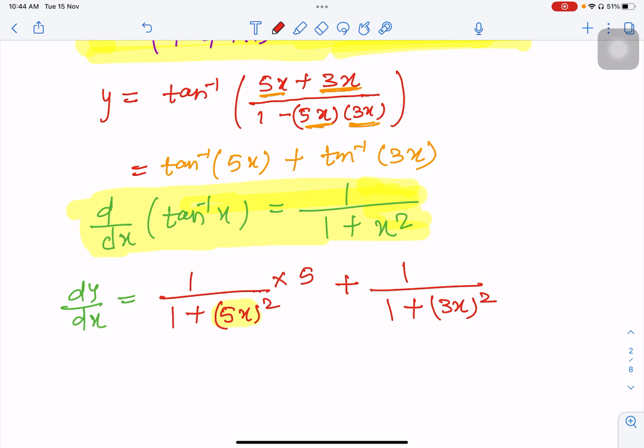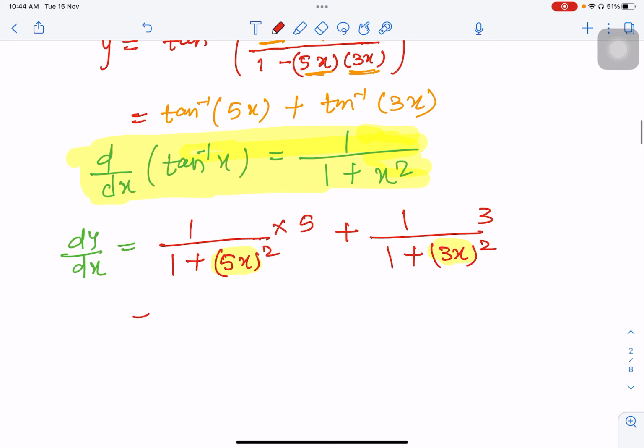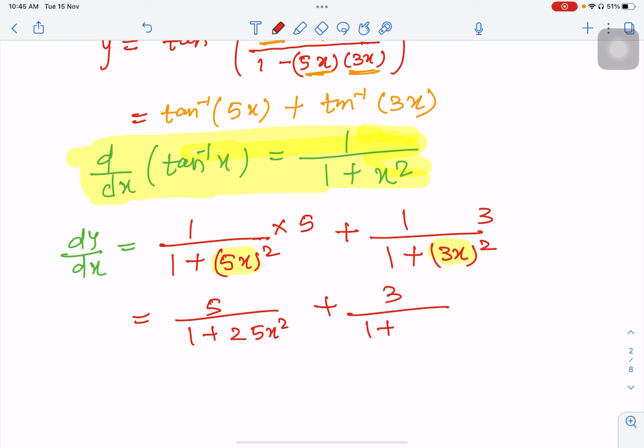Again ये x नहीं है, we have to take the derivative of 3x. So derivative of 3 is what? Derivative of 3 क्या होता है? 3. So we'll finally have what? Into 3. So final answer will be 5 over 1 plus 25x square plus 3 over 1 plus 9x square. ये हमारा हो गया फाइनल आंसर.